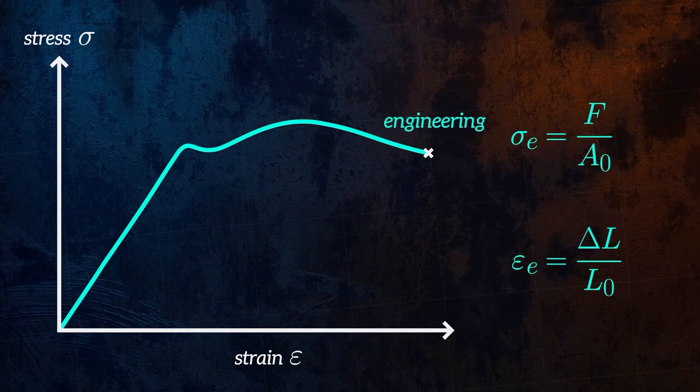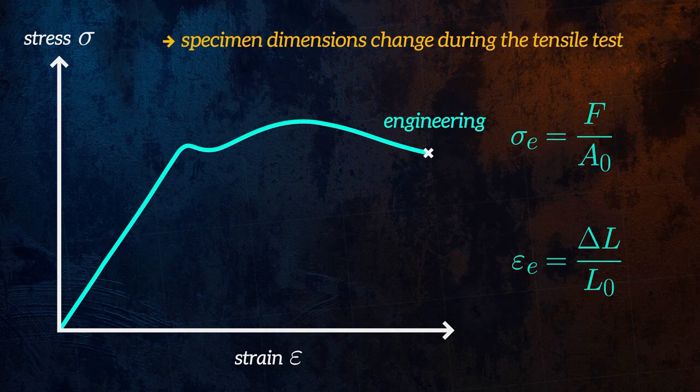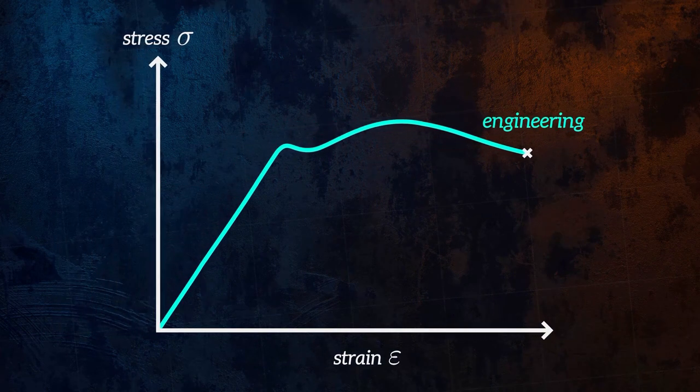To determine the true stress and strain values, we would need to consider the fact that the dimensions of the specimen change throughout the duration of the test. If we were to measure the true stress and strain, our stress-strain curve would look something like this.